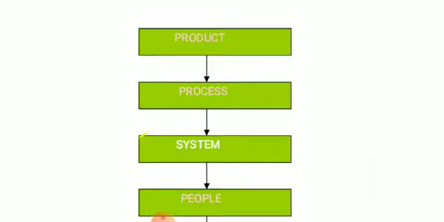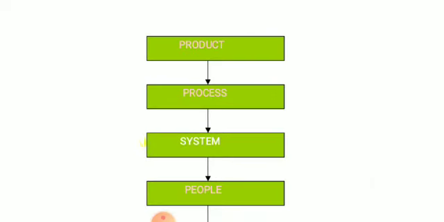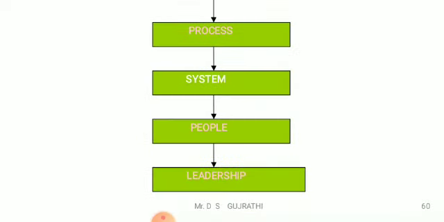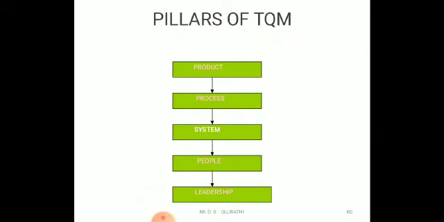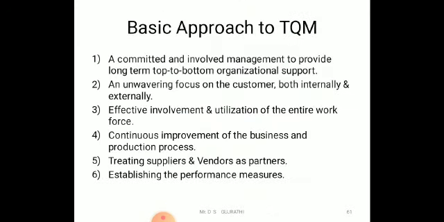What are the basic pillars of TQM? Product, process, system, people, and leadership. These are the five basic pillars of TQM. What are the basic approaches to TQM? The basic approaches are a committed and involved management to provide long-term, top-to-bottom organizational support.